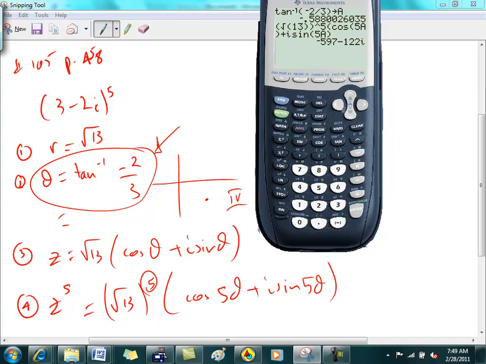Now, if you didn't store this negative 0.588 in your calculator, I bet you will not get negative 597 minus 122i. So you really want to store that in your calculator and then recall. Laura, you're still not happy? Well, that's what I did, and I got some crazy numbers. Did you use negative 0.588002635? That's what you stored? Did you get negative 0.588 for the angle? We need to check that out and see how that's going.